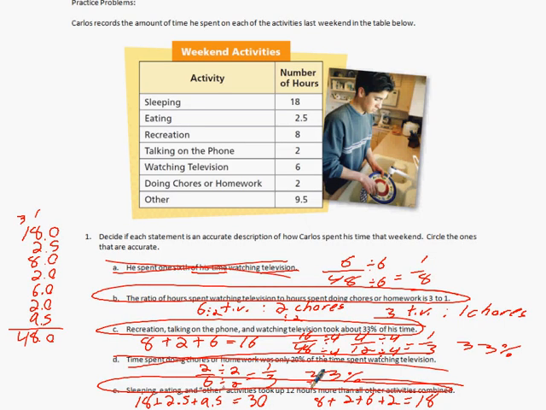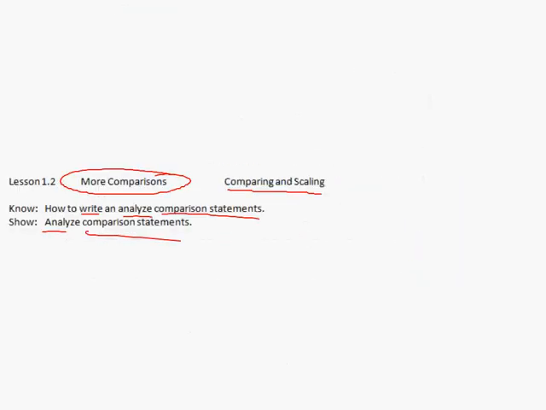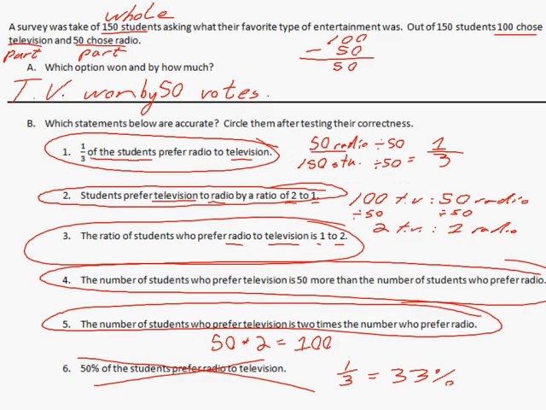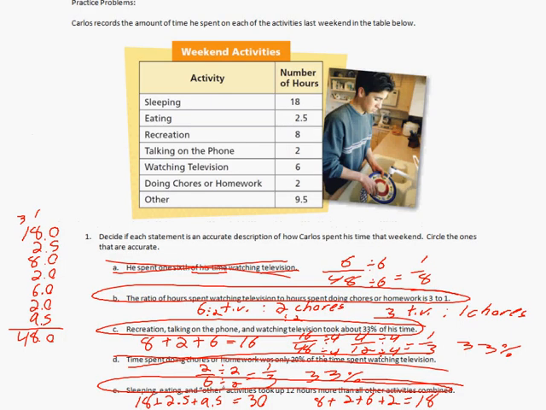Okay, let's go back over the lesson, make sure we answered everything completely and correctly. So this is lesson 1.2 of comparing and scaling, looking at more comparisons. We learned the difference between part to part and part to whole. Make sure you remember that. We analyzed the correctness of some statements given the information from a survey. And we compared those statements, figure out which one was the most biased. And then we analyzed more statements for their correctness given a table. So this is the end of lesson 1.2 in comparing and scaling. Up next is lesson 2.1 in comparing and scaling.